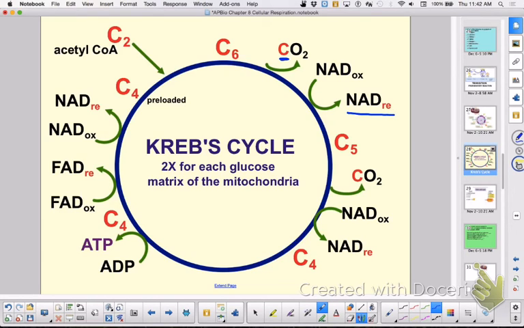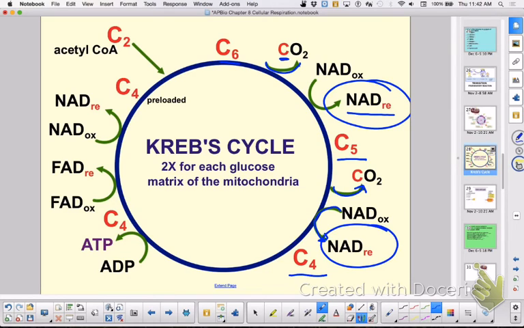So we had 6 carbons, we pulled one off. What do we have now? 5. You all right? We're going to do the same thing all over again. Pull off a CO2 and reduce another NAD. Now we're down to what? C4. Now I have that I can take to the ETC, and this I can take to this ETC. You with me? I'm taking the energy out and giving it to the NADs by reducing it.